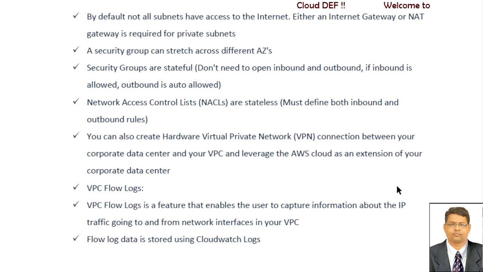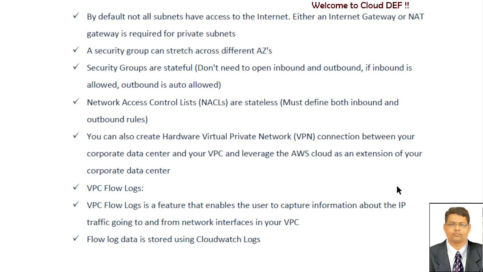By default, not all subnets have access to the internet. Either an internet gateway or NAT gateway is required for private subnets. A security group can stretch across different AZs. Security groups are stateful, don't need to open inbound and outbound. If inbound is allowed, outbound is auto-allowed. Network access control lists, NACLs, are stateless, must define both inbound and outbound rules. You can also create hardware virtual private network, VPN, connection between your corporate data center and your VPC and leverage the AWS cloud as an extension of your corporate data center.